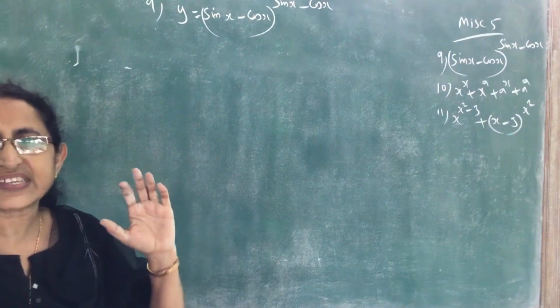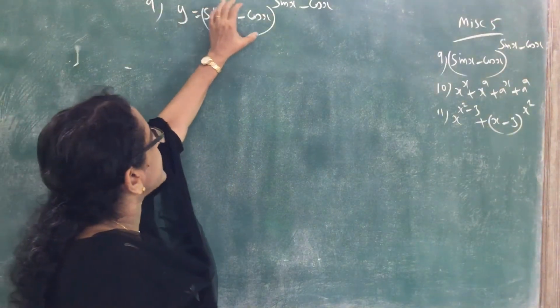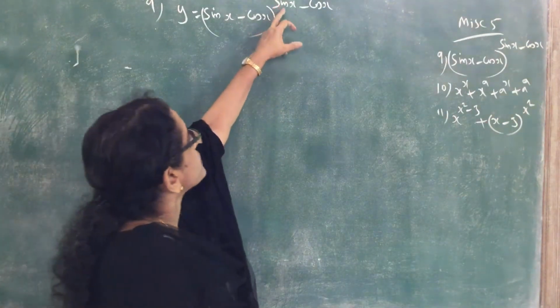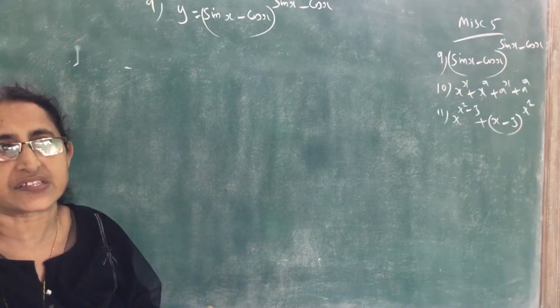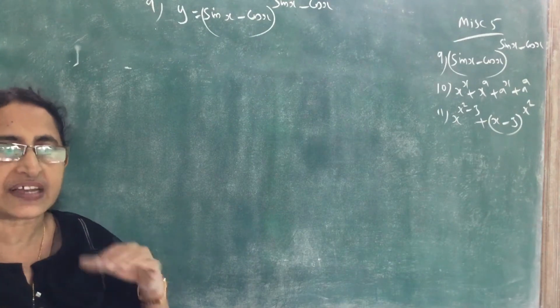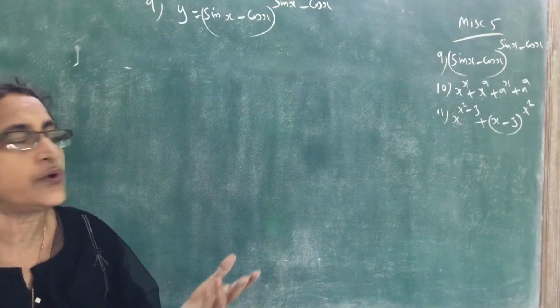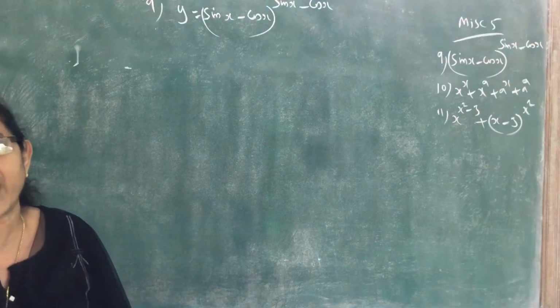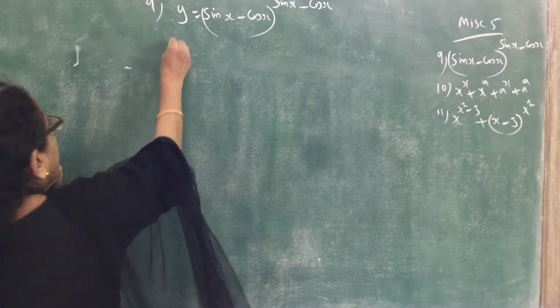See here, it is in the form: one function sin x minus cos x, that is a function of x. The power also, sin x minus cos x, a function of x. So it is in the form u of x raised to v of x. So we have to take logarithm. Only by using logarithm we can find the derivative. So take logarithm both sides.